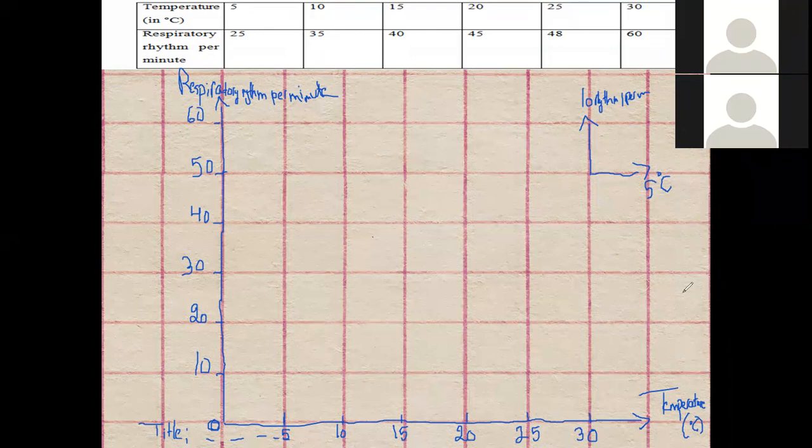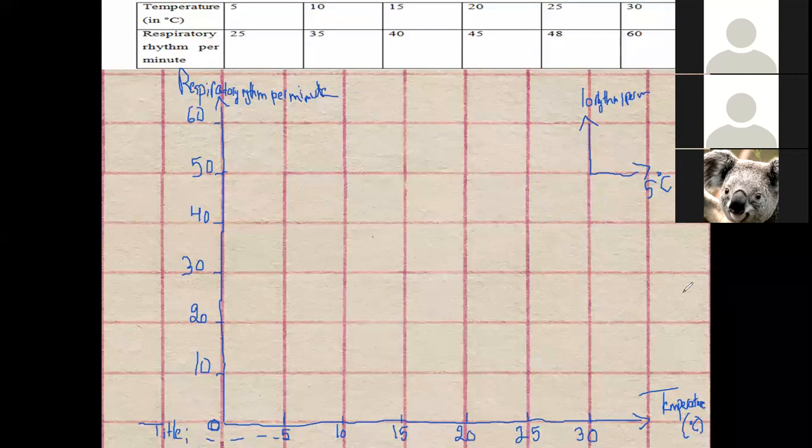Hassan Sur, prepare yourself for the next one. Michael, when the temperature was 5, what is the value of the respiratory rhythm? 25. Okay, here is 5, right? Yes. So where's 25? 25 is between 20 and 30. Very good. So 5, here it's 25, and we put the dot. Thank you, Michael.